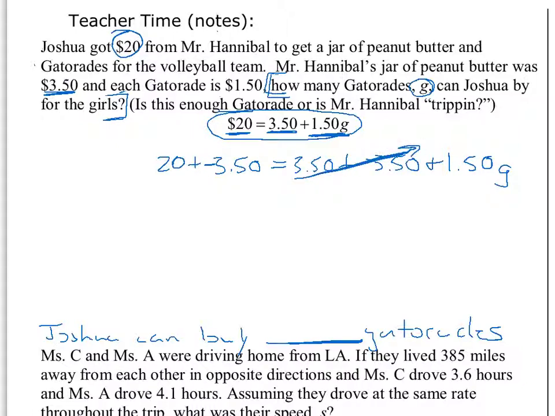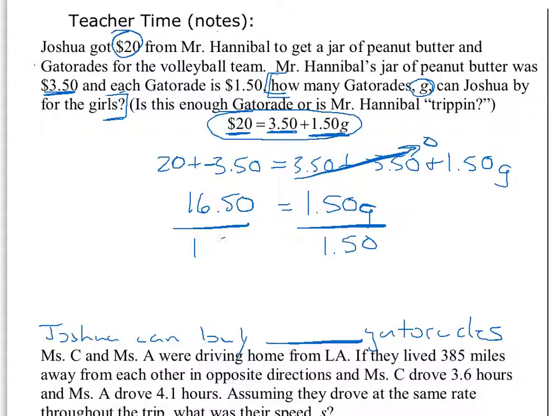So this adds up to 0. Cancels out, leaving us with $1.50 times G over here. And this adds up to $16.50. Now we know the inverse operation here is to divide by $1.50. $1.50 divided by $1.50 is 1, so that cancels out to leave us with just 1G. $16.50 divided by $1.50 is 11.